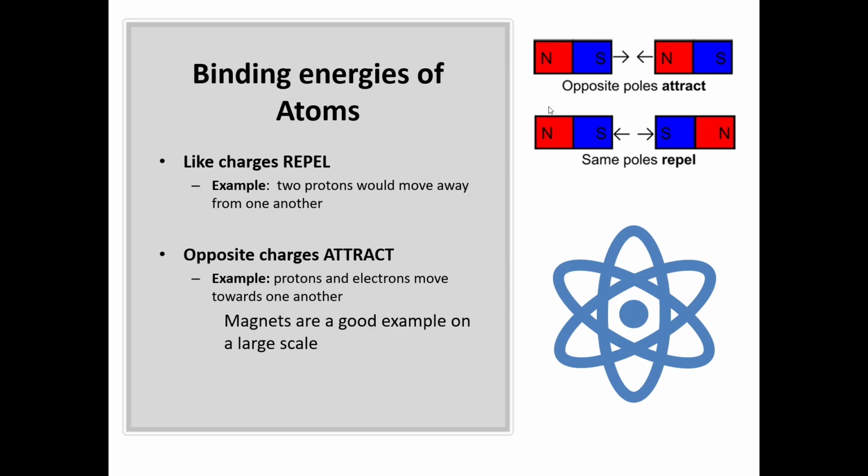So protons and electrons, which are negative and positive, are going to want to be near each other. It's the same concept here. So if an atom is a negative ion, meaning it has 1 more electron in its orbitals than it does protons in its nucleus, it's going to want to be near a positive ion, which has 1 less electron in its orbital than it does protons in its nucleus. So these are going to move towards each other, and that's how some of these atoms are going to bind or bond together. So magnets are a really good example on kind of a large scale for what we do.